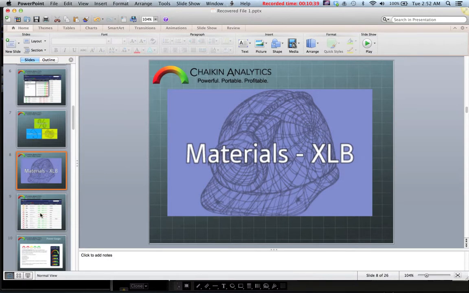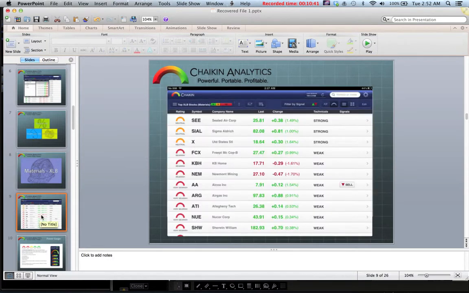So, bad neighborhood, let's look for the worst house in a bad neighborhood. If I go into my XLB, or basic materials watch list, and I scroll down to the worst stocks on the list, and remember, there's going to be some bullish stocks in there. I can't really show the Chaikin Analytics for iPad software. I have no way of demoing that because I'm on a PC making this video.